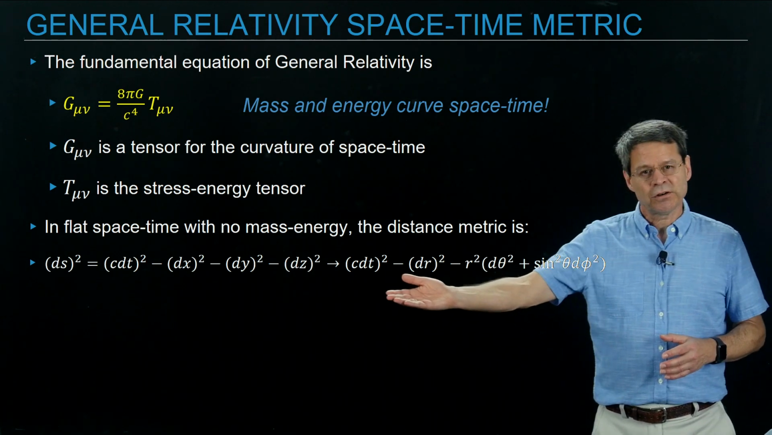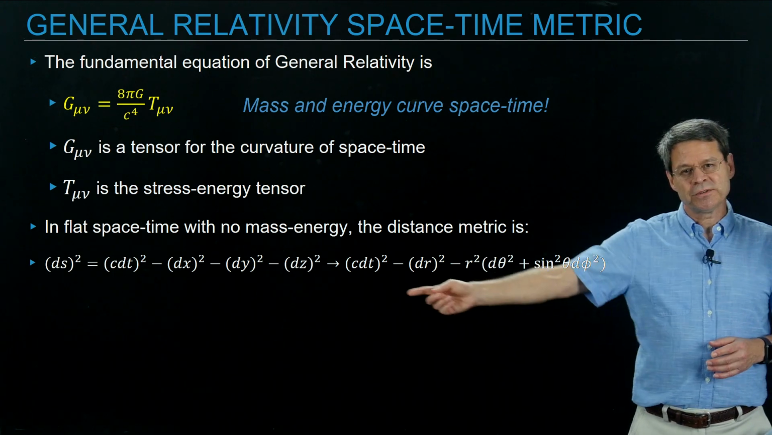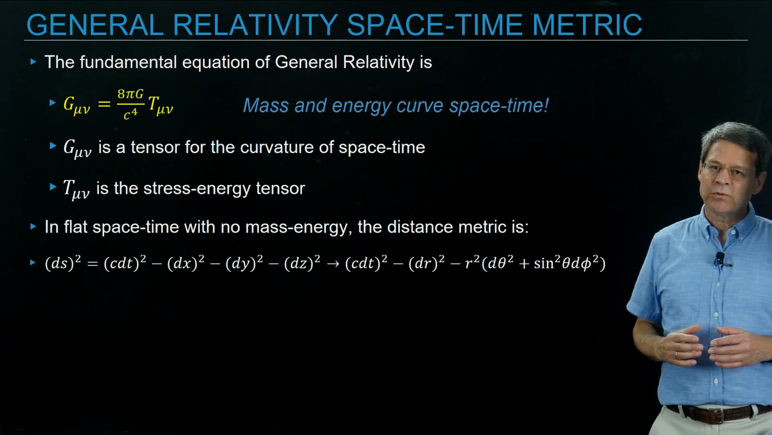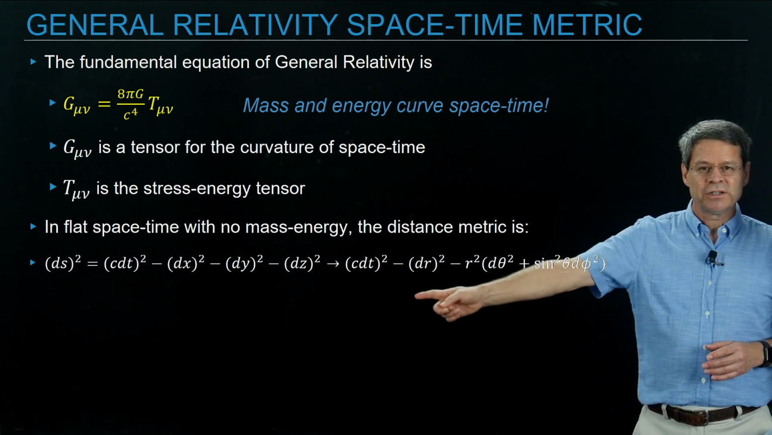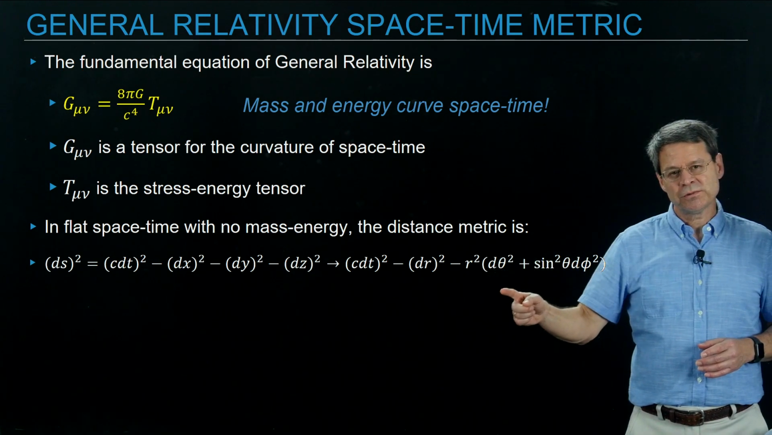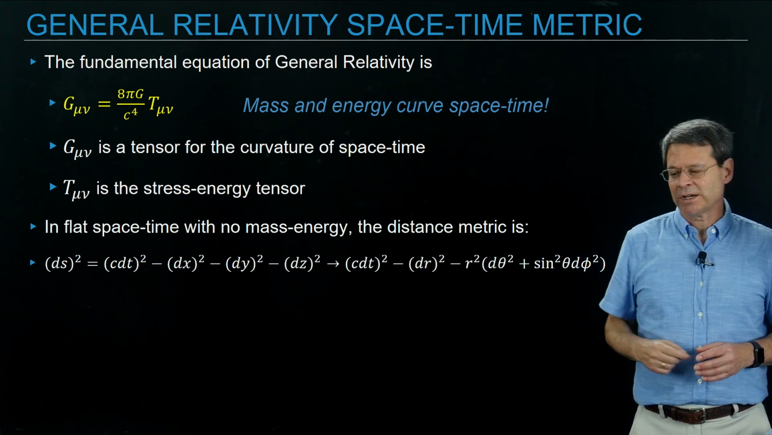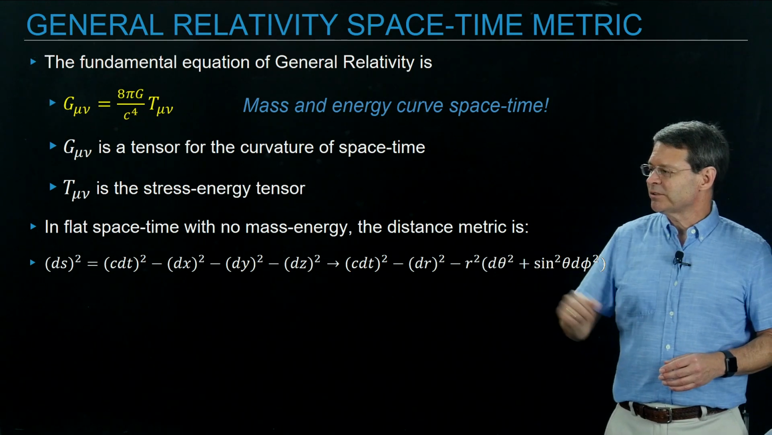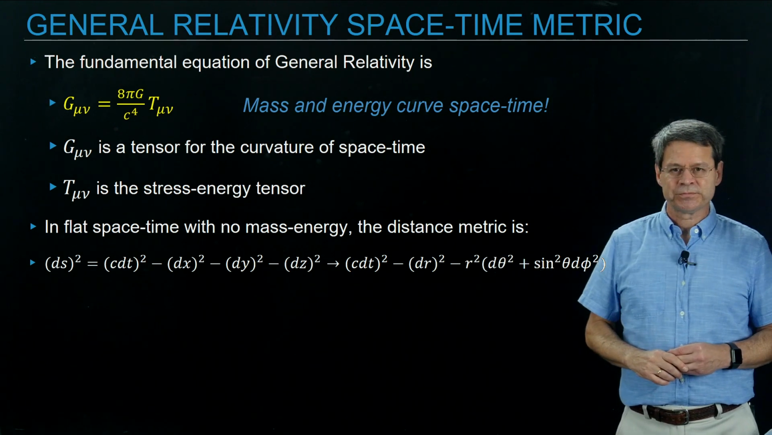Now, I've written it here also a little bit differently. I still have the c dt squared there. But if we write it in spherical coordinates, I have a dr squared and then r squared times d theta squared plus sine squared theta d phi squared. So that's the flat space-time metric in spherical coordinates.